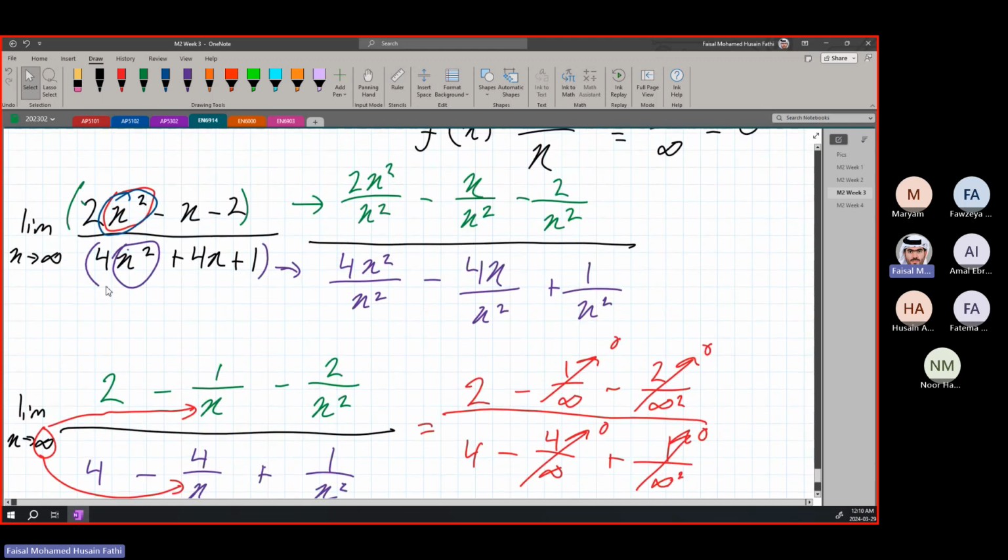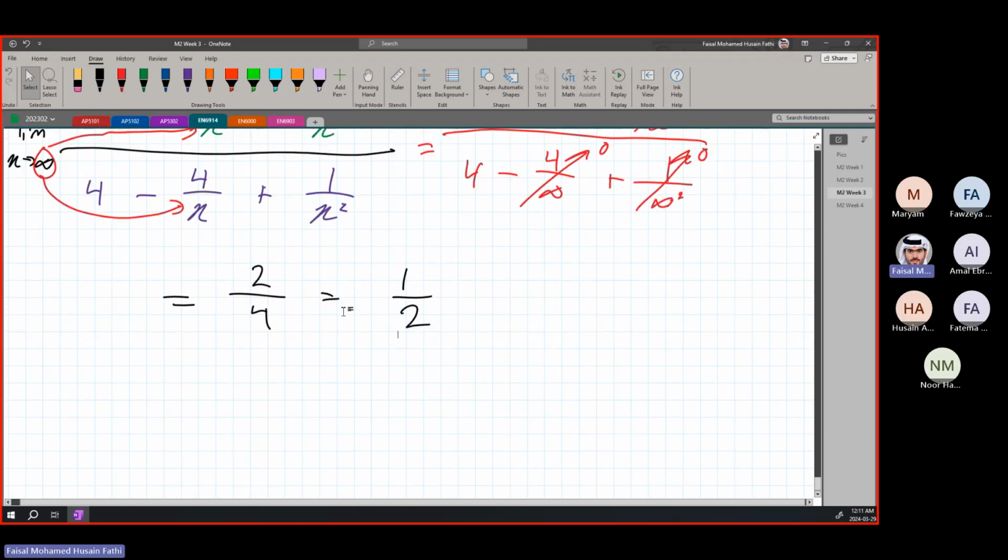When you have infinity, you're going to take the largest power, in this case x squared for the numerator, and divide the top side with that. And the same thing you will do with the denominator. All right. And that's it for limits.